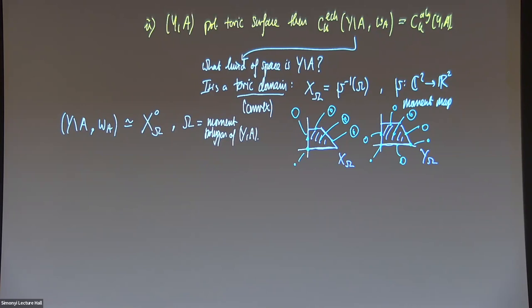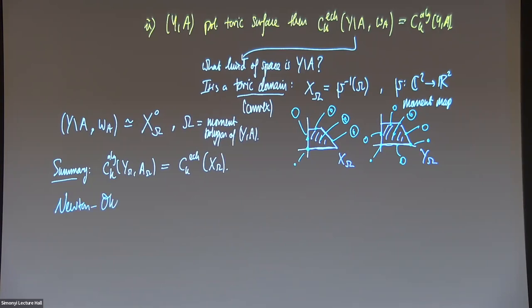Great. Cool. And maybe let me wrap that up by saying, the summary is that the algebraic capacities of Y_Omega, A_Omega, by this I mean the polarized toric surface whose moment polygon is Omega, are equal to the ECH capacities of the convex toric domain X_Omega.